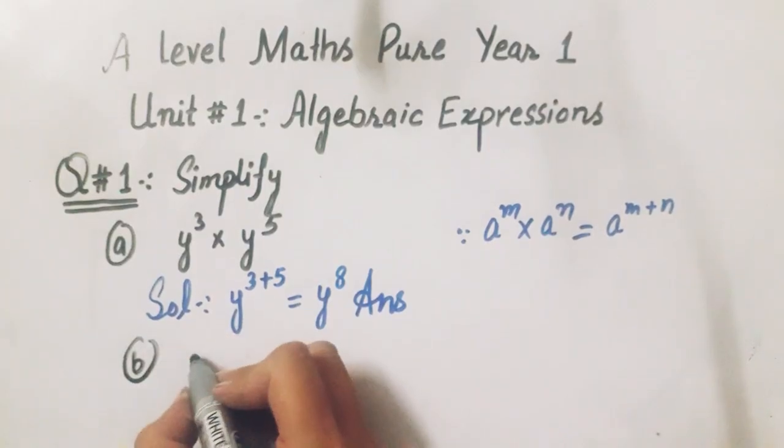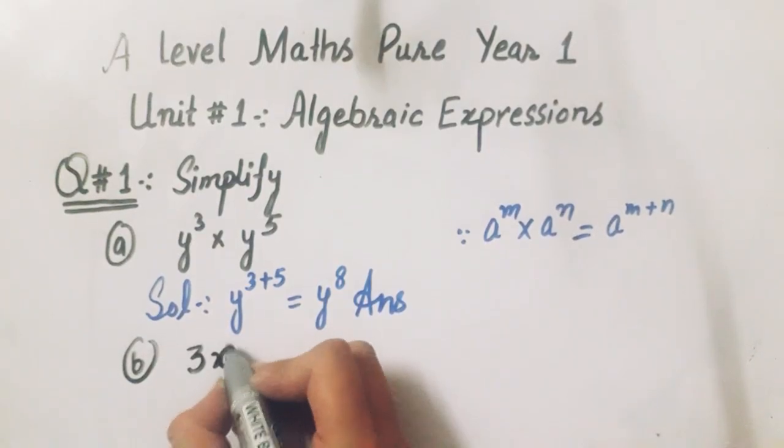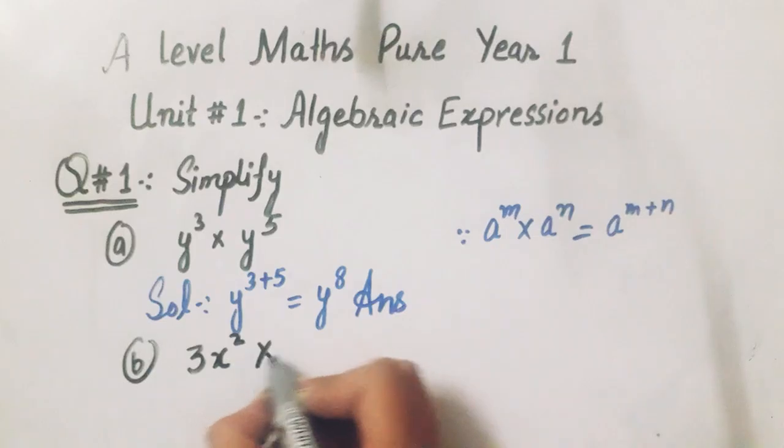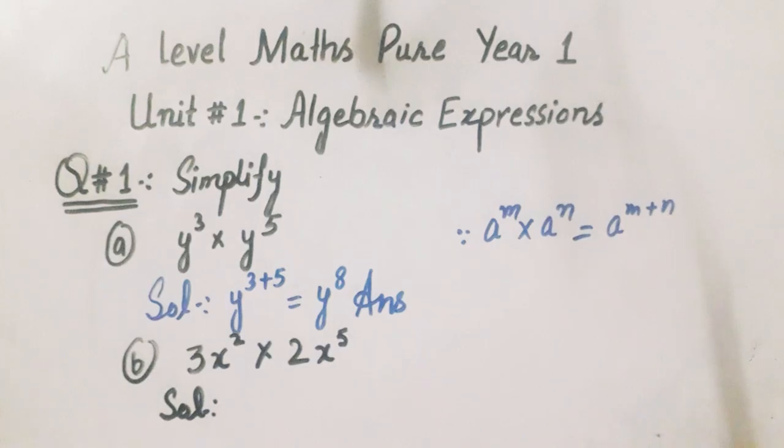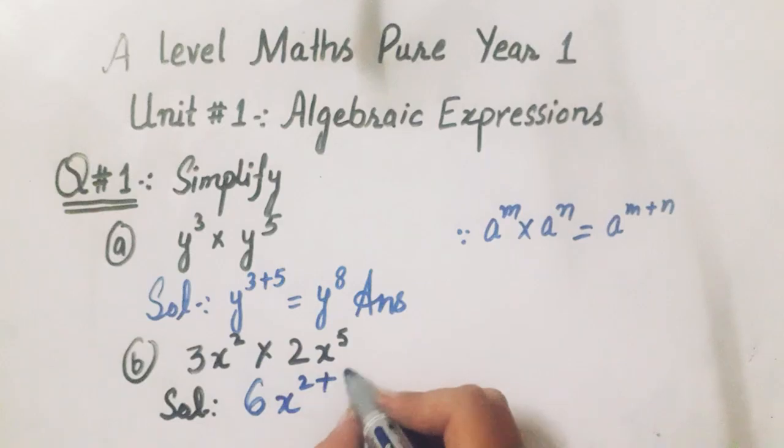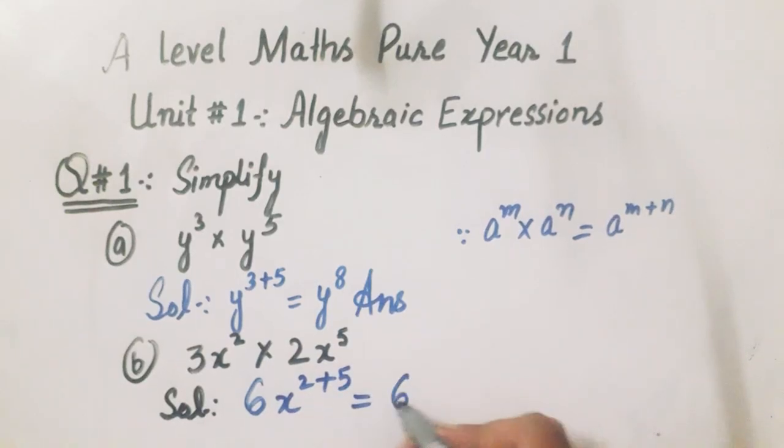B part is 3x square multiply 2x raised to power 5. So we will solve this as 3 into 2 is 6 and x raised to power 2 plus 5, that means 6x raised to power 7. So this will be the answer.